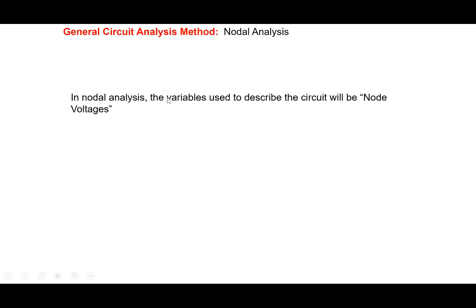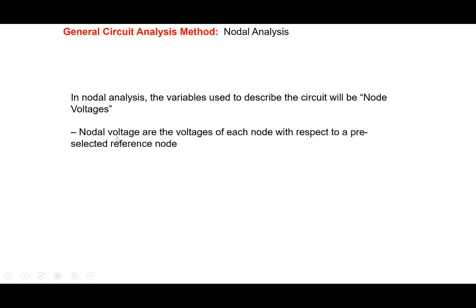So in nodal analysis, the variables used to describe the circuit will be node voltages. And for node voltages, we will define a reference node in a circuit. So node voltages will all be with respect to that reference node here. And usually the reference node, sometimes you have a choice. Sometimes the reference node is given in the circuit.